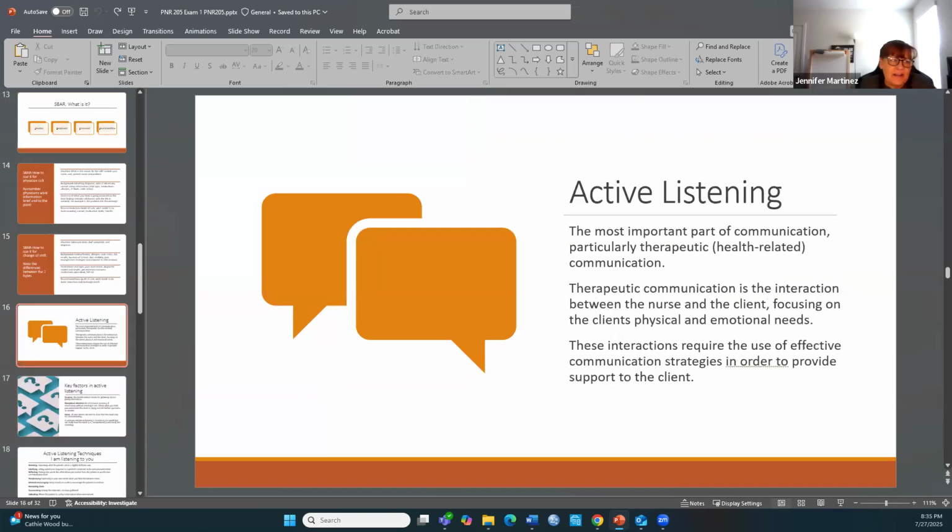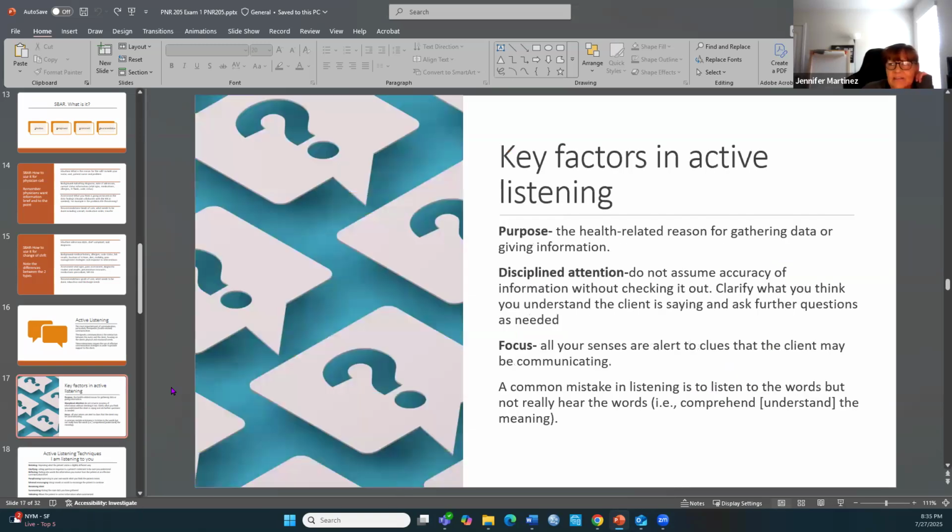All right. So still more on communication, because like I said, communication was a big part of this, especially weeks 1 and 2. Active listening is the most important part of communication, especially when we're establishing or performing therapeutic communication with our clients. It focuses on their physical and emotional needs. And so we have to have really good, effective communication strategies in order to support our clients.